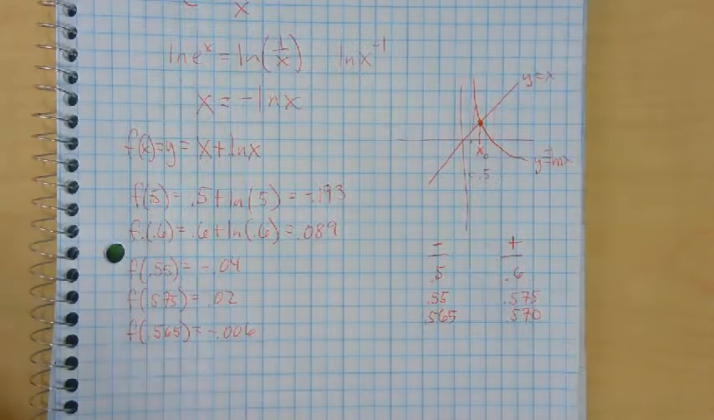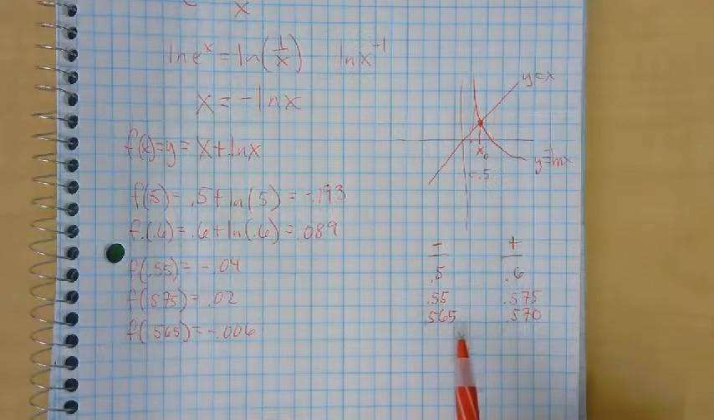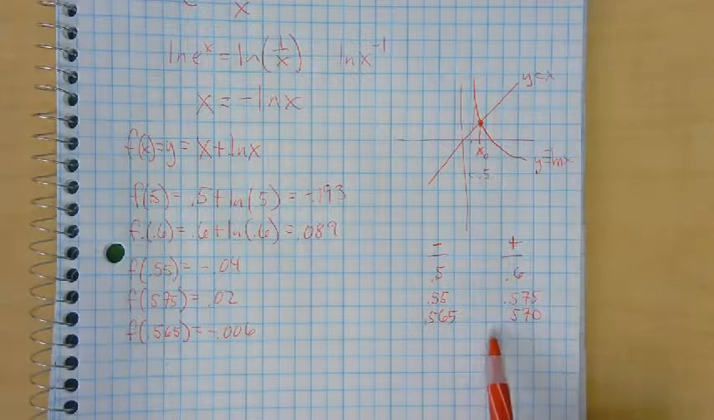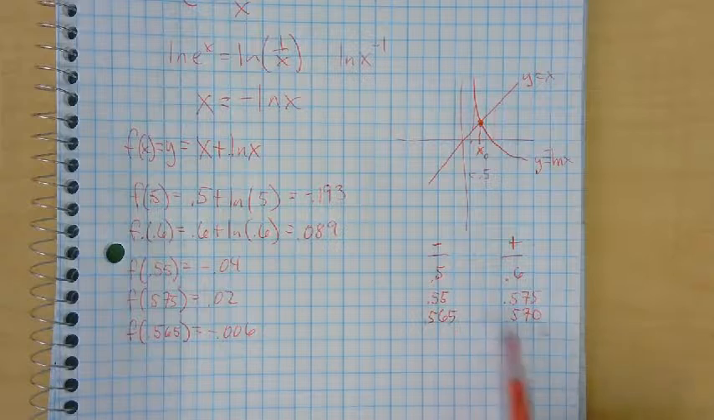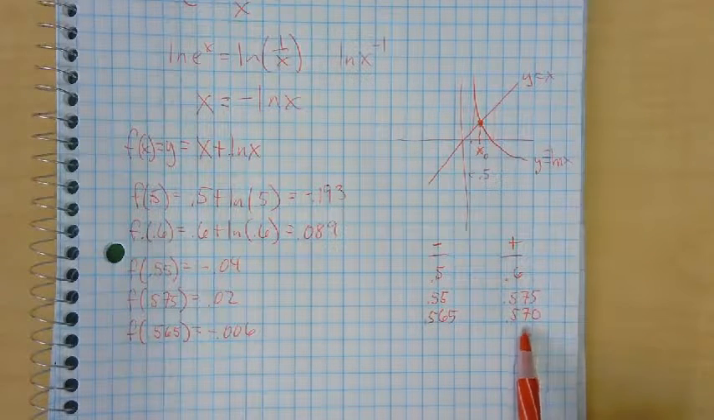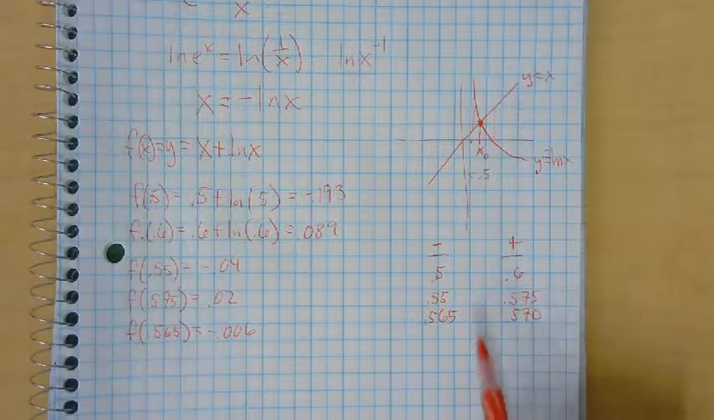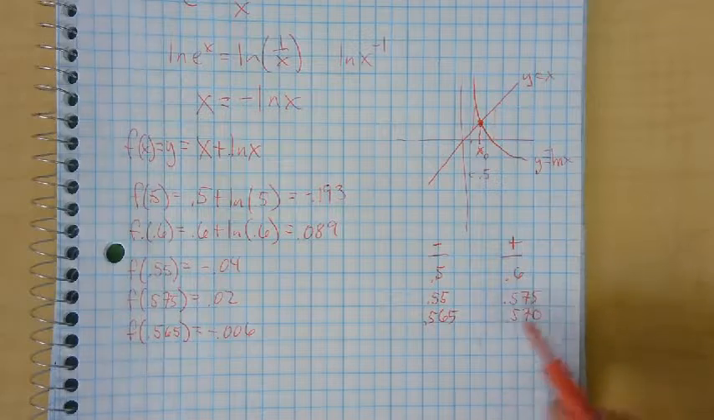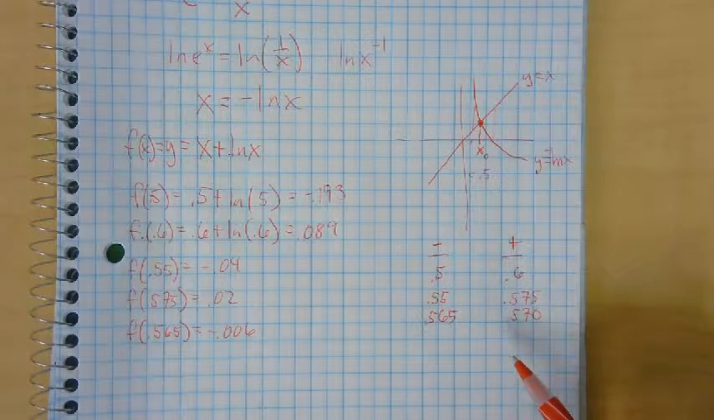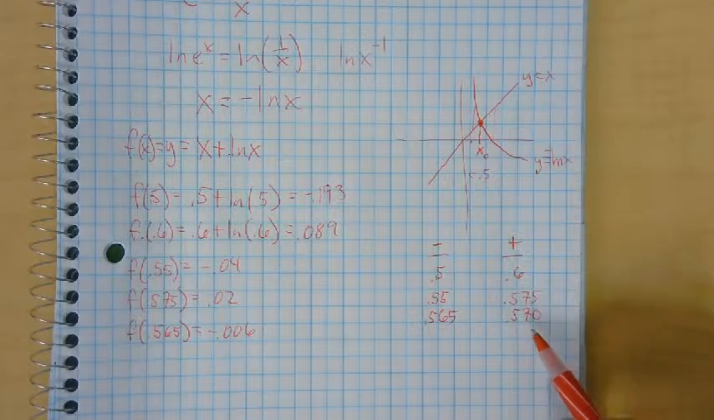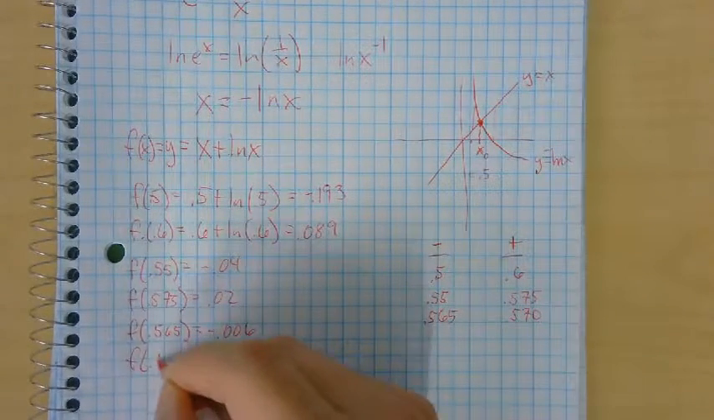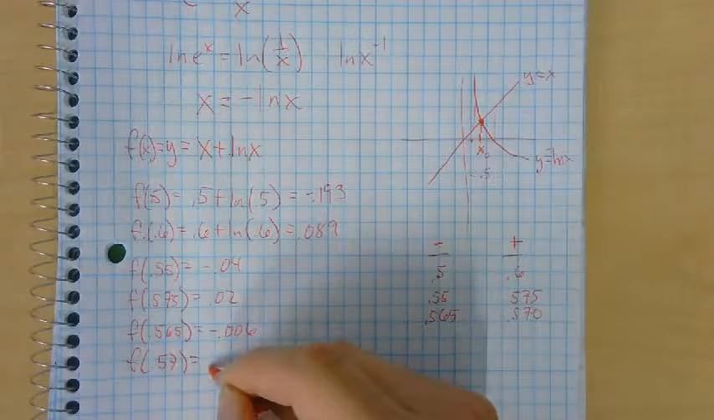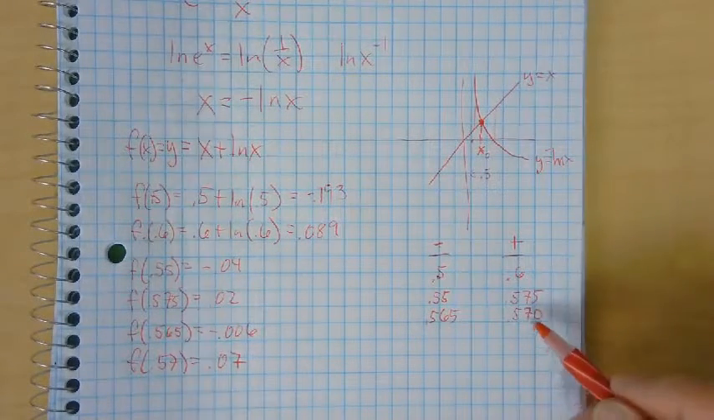Okay, from this point, it's just a question of how accurate do I need to be? If I only need to be to like 2 decimal places, then I'm already there. This rounds to 0.57, this rounds to 0.57. So if I only have to go to 2 decimal places, I'm far enough. Okay, let's say I want to go to 3 decimal places. I'm not close enough to know that yet. Okay, if I plug in 0.57, I got a positive 0.07. All right, that was over here.